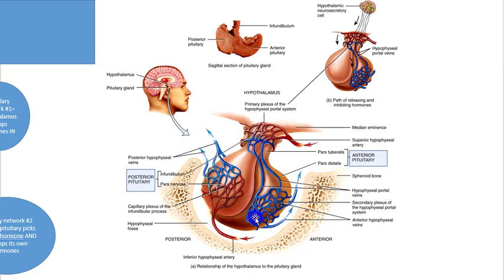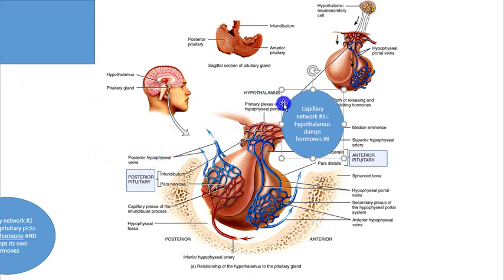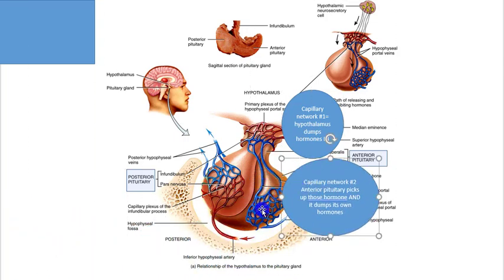What are these things? These are capillaries. And so there's actually a capillary bed right over here, and I'm going to label this capillary network number 1. This is where the hypothalamus will dump hormones into the blood, into the capillaries. From there, whatever's in those capillaries will travel through these particular pipes, these so-called portal veins, and then from there, it will reach the anterior pituitary. And at the anterior pituitary, we reach another network of capillaries. So this is capillary bed number 1. This is capillary bed number 2.